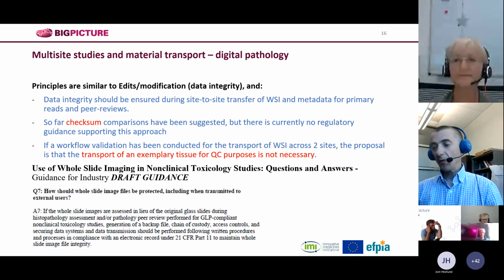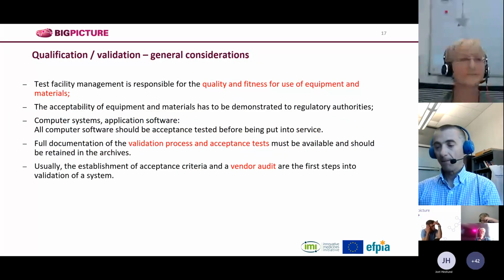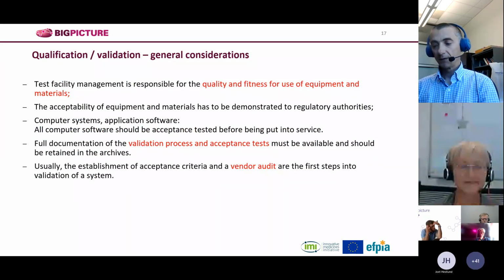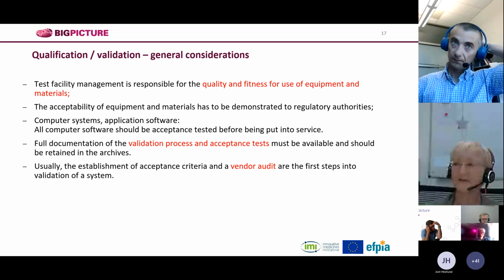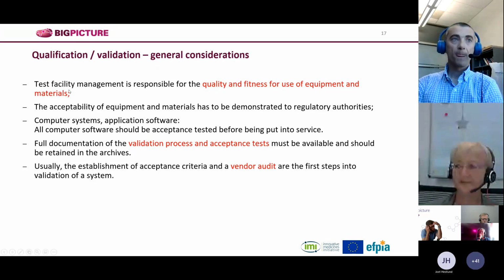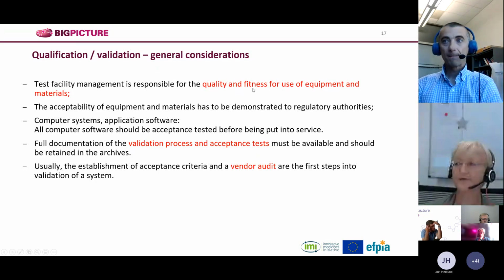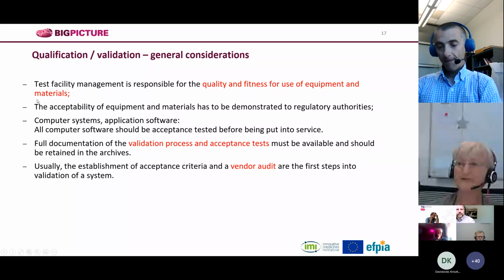So now we're going to move on to qualification and validation. Yes, qualification and validation. Let me present to you what is said in the guidelines about qualification and validation of equipment traditionally. It's the responsibility of test facility management to ensure the quality and fitness for use of equipment and materials, and that acceptability of equipment and materials has to be demonstrated to regulatory authorities. So a lot of documentation has to be shown.